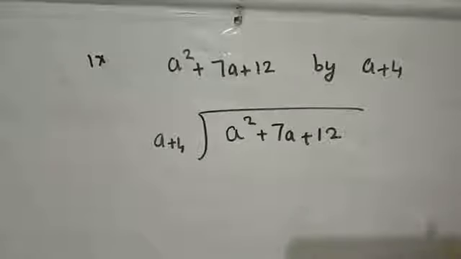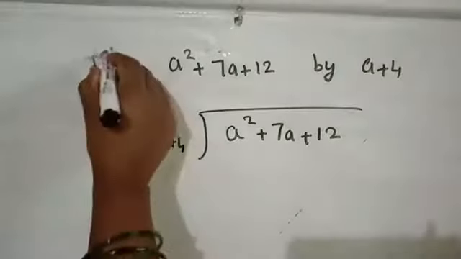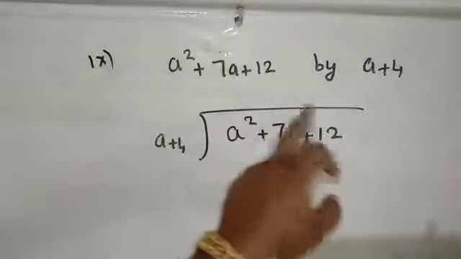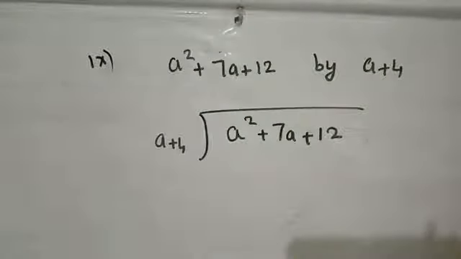See next, 9th question. Question number 9: a square plus 7a plus 12, divided by a plus 4. We know that this is a polynomial, but a plus 4 is not a monomial. It has 2 terms, so it's a binomial. So how to divide this?